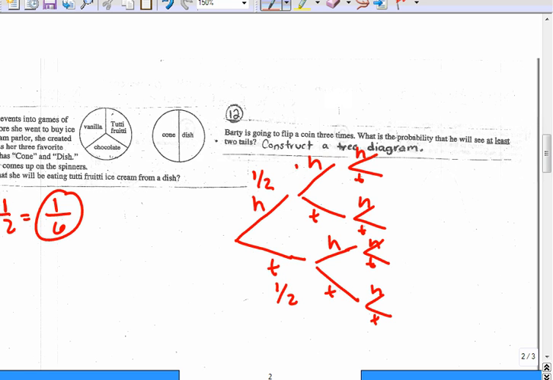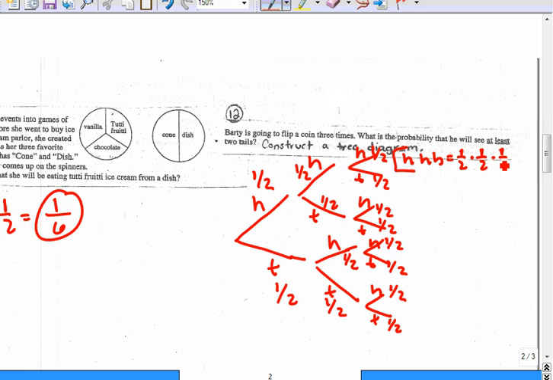Alright, so this is a half, this is a half, this is a half. Lots of halves here. Alright, so our probability of heads, heads, heads. What is that probability? It's going to be 1/2 times 1/2 times 1/2, which is 1/8. Okay, this one's also 1/8. They're all 1/8. So there's 8 of them, they're all 1/8.